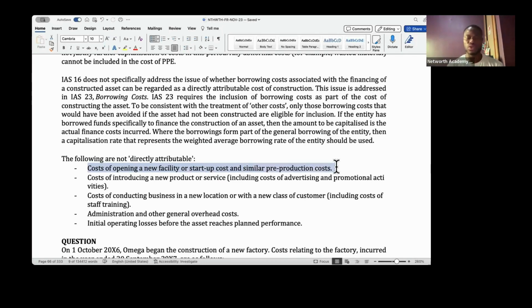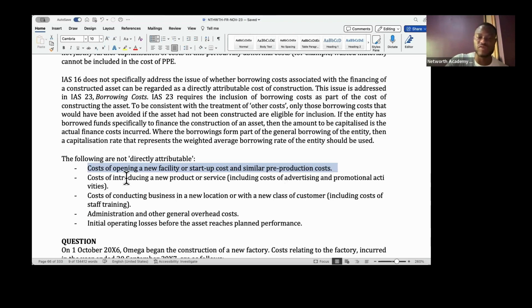Okay. So majorly, we are saying that the asset is ready. You now want to do an opening ceremony or what the Nigerian government calls commissioning. That, okay, you want to commission it. Any cost like that should be expensed because they don't really make the asset ready for use. The asset is already ready. You are the one that wants to do a ceremony or you want to open the facility. So when the asset is ready, any cost you are now incurring should be expensed. So the cost of opening a new facility, startup cost or pre-production cost should be expensed.